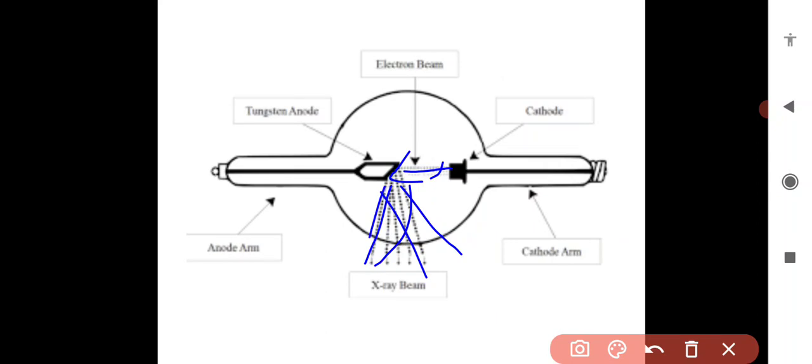This tube is of the filament type, with a tungsten filament. The cathode consists of a tungsten filament which is heated by a low tension battery. Here is the low tension battery on this side. The anode consists of a water-cooled block of copper containing the desired target material. Call this target material T.